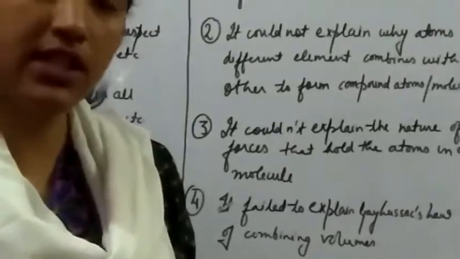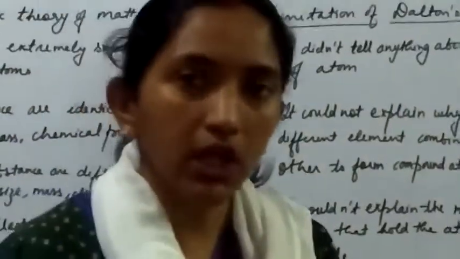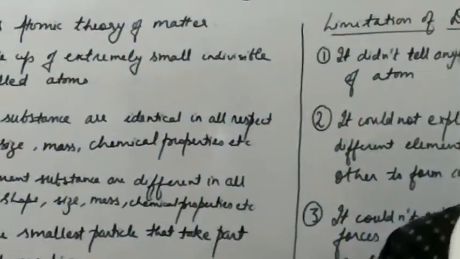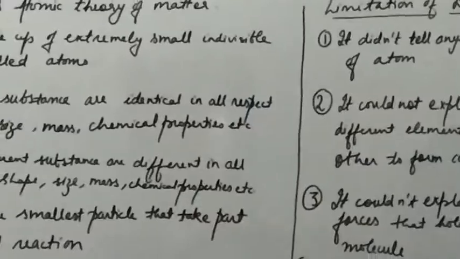Okay, this was the main limitation of Dalton's theory. Now that we have gone through Dalton's atomic theory and its limitations, we will discuss the modern atomic theory.